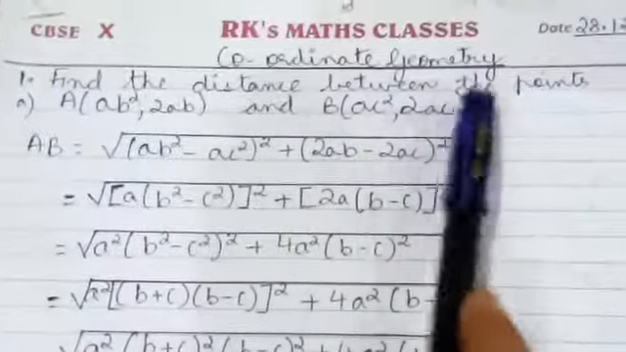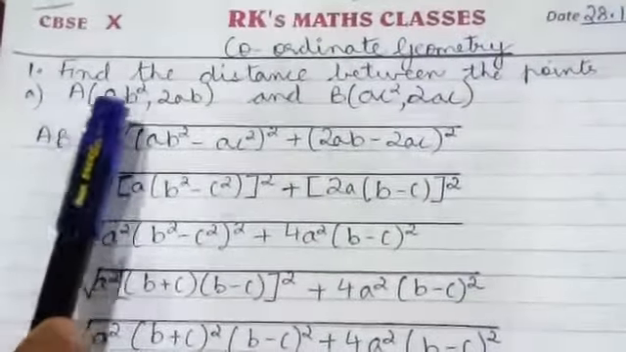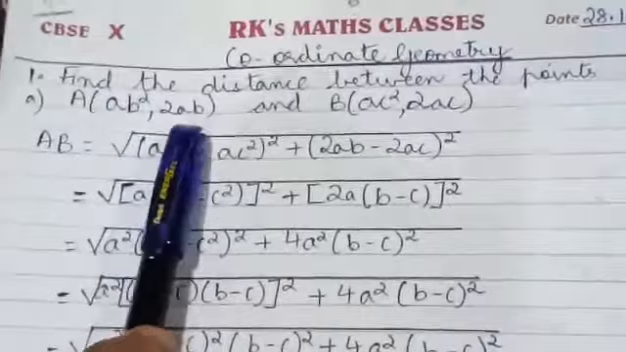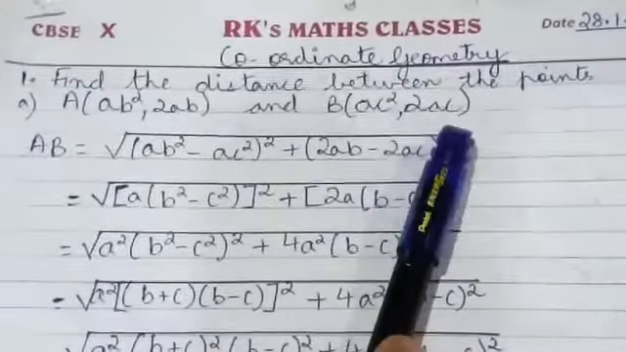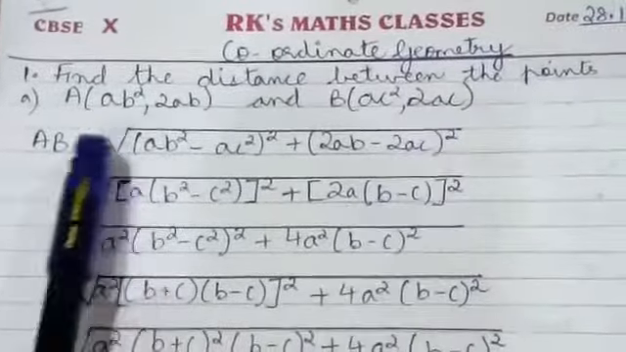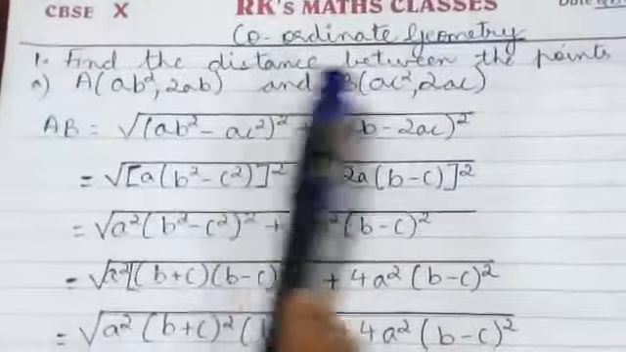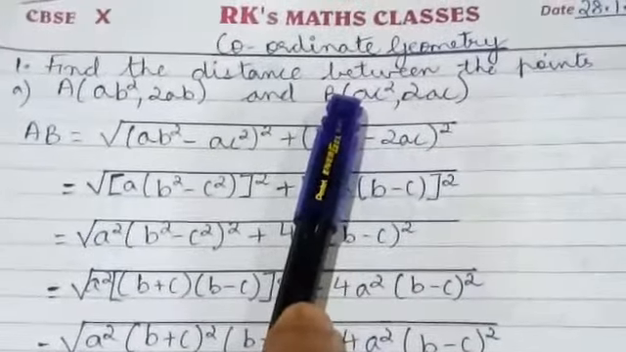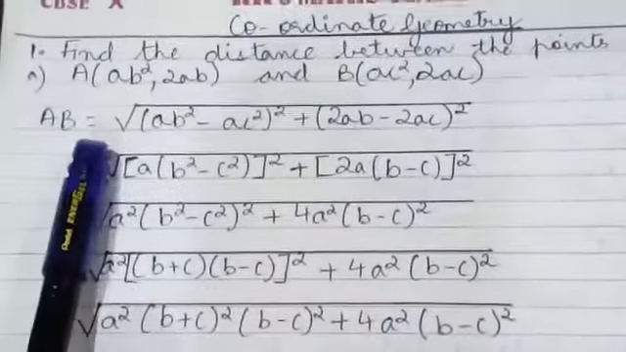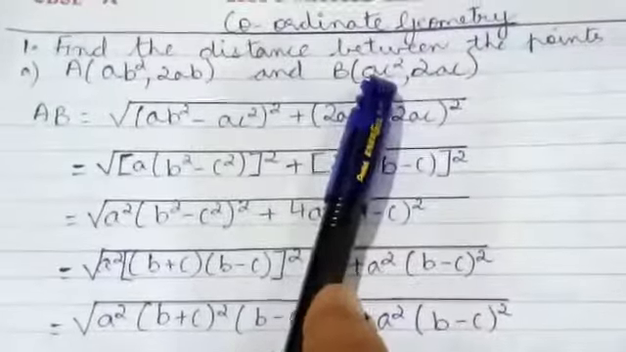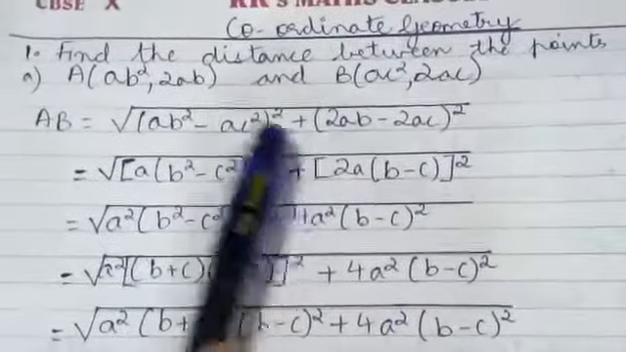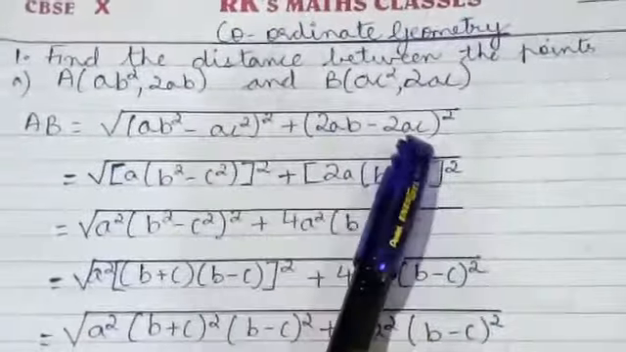Find the distance between the points A given by (ab², 2ab) and B given by (ac², 2ac). Now to find the distance between these two points A and B, we use the distance formula. So AB equals the square root of the difference between the x coordinates, the whole square, plus the difference between the y coordinates, the whole square.